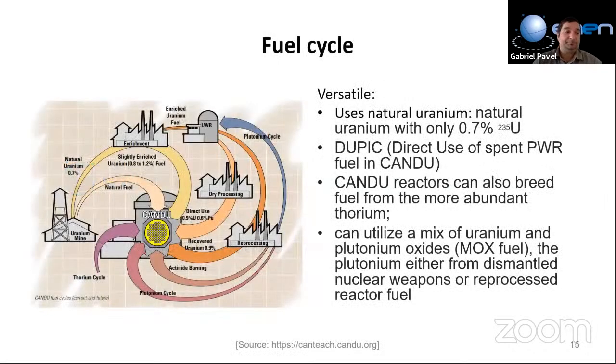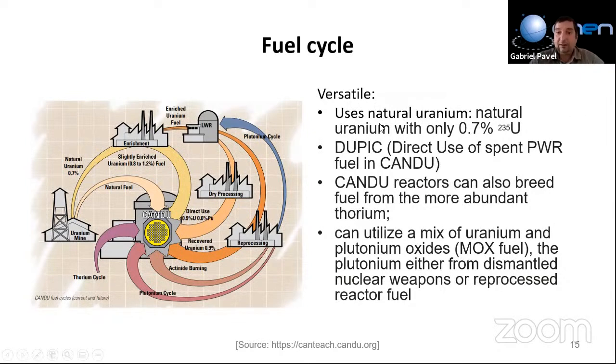The fuel cycle. In principle, you will see here a very important arrow, starting from the uranium mine and going directly into the CANDU reactor, because the CANDU reactor uses natural fuel, and that's it. Of course, as I wrote here, the CANDU reactor is to some extent versatile, which means that it can accept other types of fuels. But the initial design of the CANDU reactor was to use natural uranium.